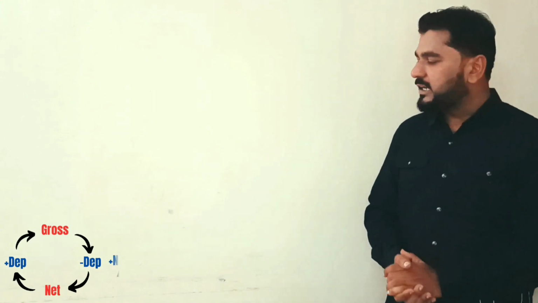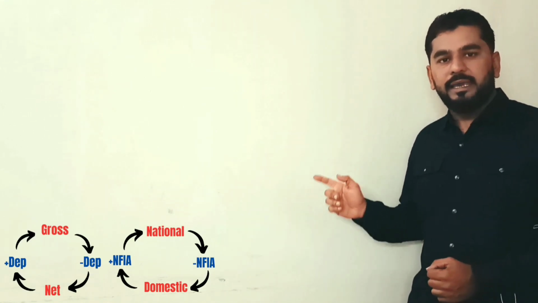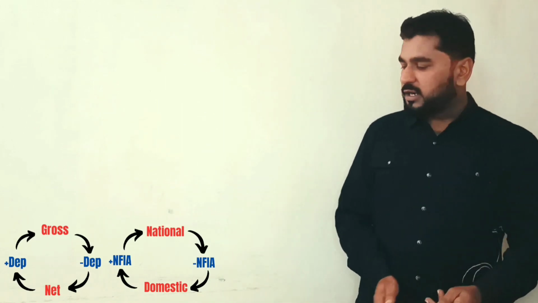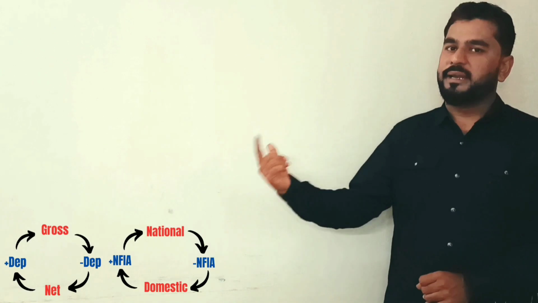From net to gross, we need to add the depreciation. And the second technical parameter is from national to domestic. In order to move from national to domestic, we need to minus NFIA, that is net factor income from abroad. In order to go from domestic to national, we need to add NFIA, net factor income from abroad. So here minus NFIA, there plus NFIA.